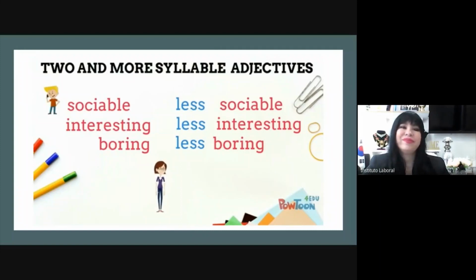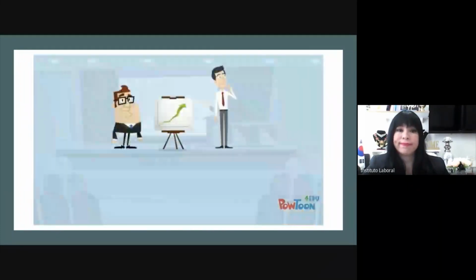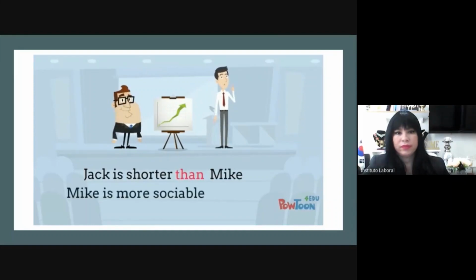The opposite of the word more is less. Less sociable. Less interesting. Less boring. Jack is shorter than Mike. Mike is more sociable than Jack. So we use the word than when we compare things and people.